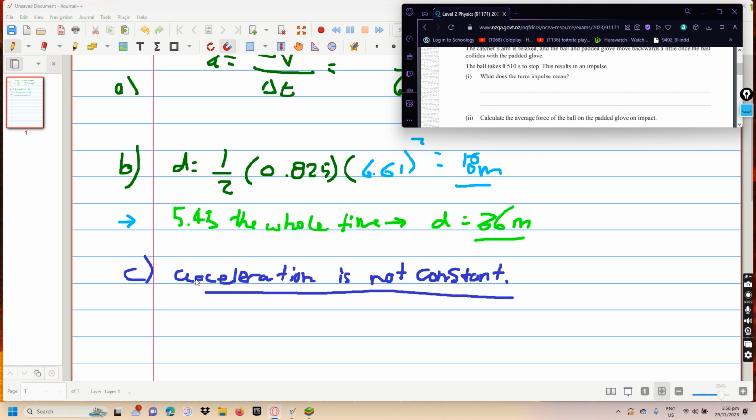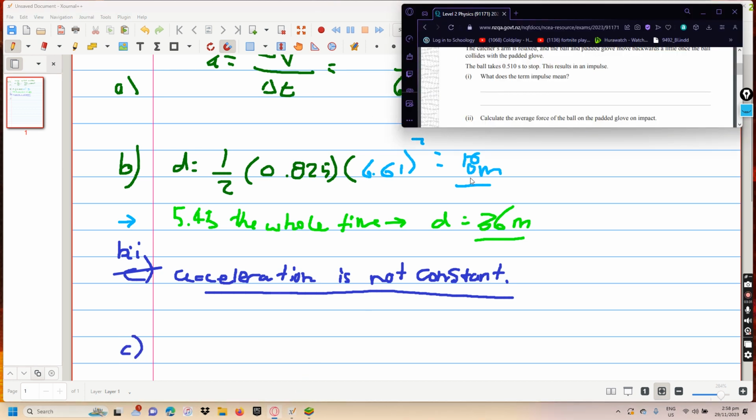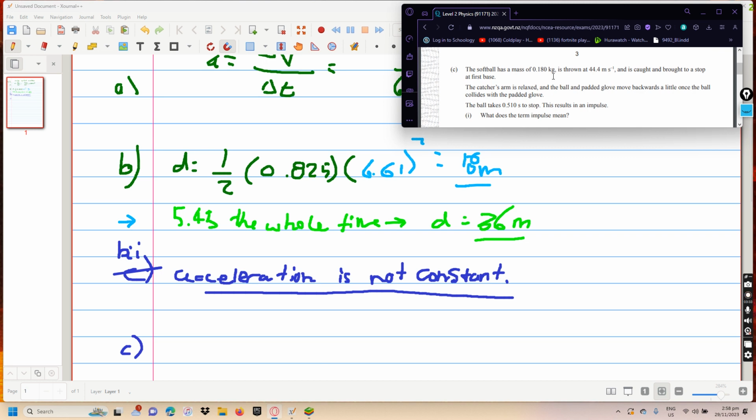Oh, is this just B2? Whoops, B2. Okay, C. I wonder if I can do it this way? Oh, good, I can do this. Okay.